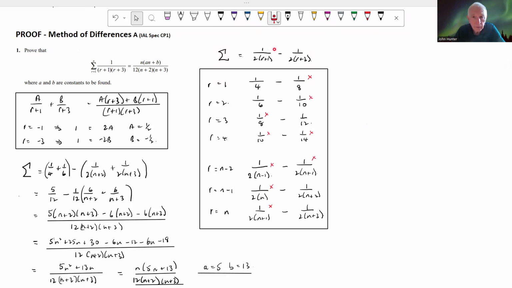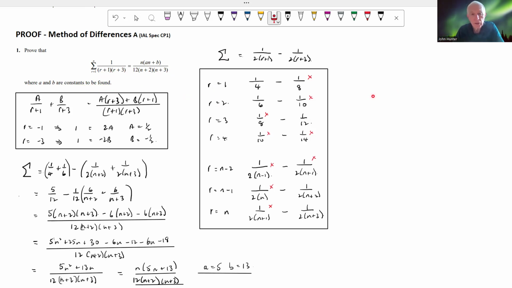Essentially, let's have a look at the problem. Prove that this sum, for r from 1 to n. Obviously the first term is 1 over 1 plus 1 times 1 plus 3, so 2 times 4, so 1 over 8, is equal to this. Right, and we've got to find the constants A and B.